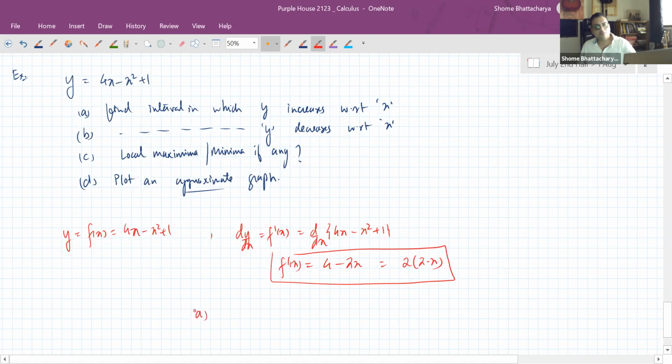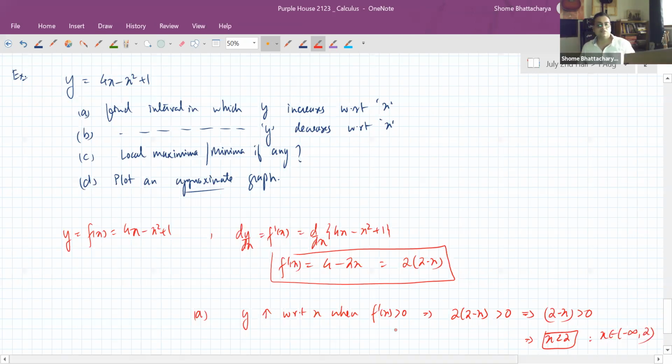So for example, in the A part, y increases with respect to x when f prime x is positive. So that implies that 2 into (2 minus x) should be positive, which means that 2 minus x should be positive, because obviously 2 is a positive number. So that means x should be less than 2. So x less than 2 here means that there is no restriction on x. So less than 2 means less than 2 all the way to minus infinity. So for this interval, the function has this behavior, that it is increasing.